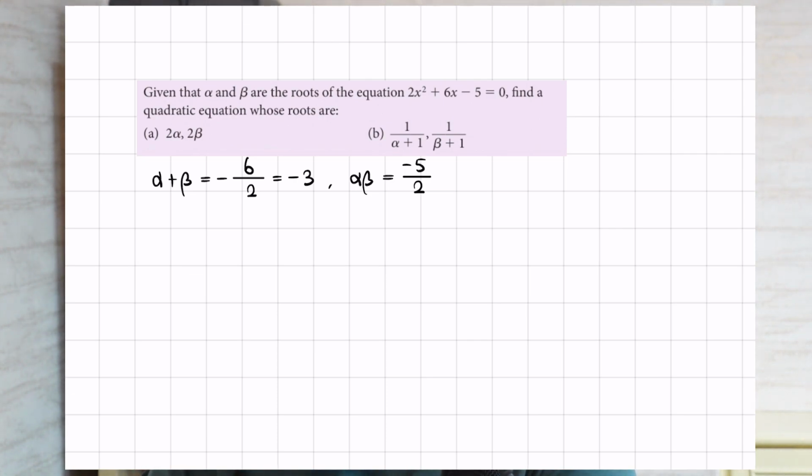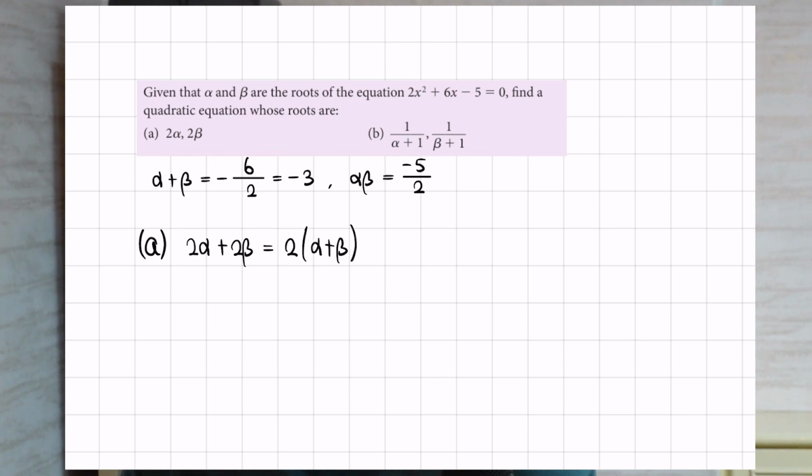Next, for question number A, it's about 2 alpha and 2 beta, right? So let's see, the 2 alpha plus 2 beta, the sum of the roots of the new quadratic equation, is equal to 2 times alpha plus beta. We already know that alpha plus beta is equal to negative 3, so 2 times alpha plus beta is just negative 6. About the product of the roots of the new quadratic equation, we have 2 alpha times 2 beta, which is 4 alpha beta. So the product of the roots of the new quadratic equation is equal to 4 times alpha beta, which is 4 times negative 5 over 2. So the answer is supposed to be negative 10.